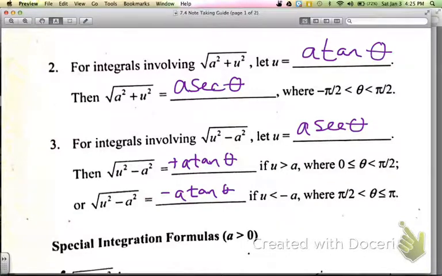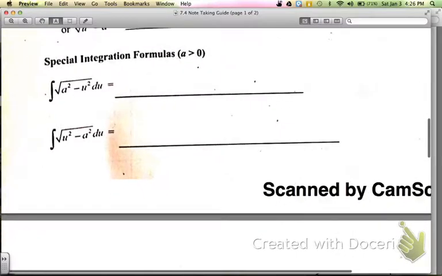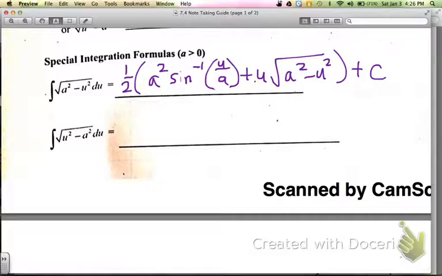Alright, and then we have three special integration formulas down here below. There's one on the next page as well. The first special integration formula that we're going to talk about is the integral of the square root of a squared minus u squared. It's just going to be 1/2 times a squared sine inverse, or arc sine, whatever you like to write, of u divided by a, plus u times the square root of a squared minus u squared, plus c.